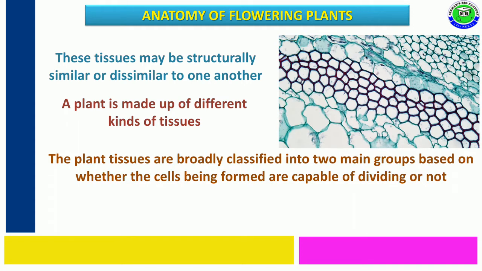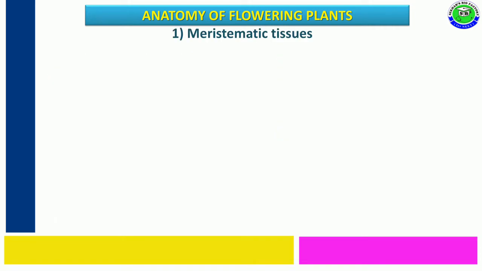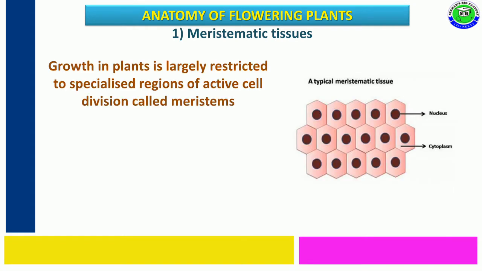The plant tissues are broadly classified into two main groups, based on whether they have the capability of division or the cells are not divided. The first type of tissue present in the plant body is called meristematic tissue, and the second type is permanent tissue. The first tissue is meristematic tissue.